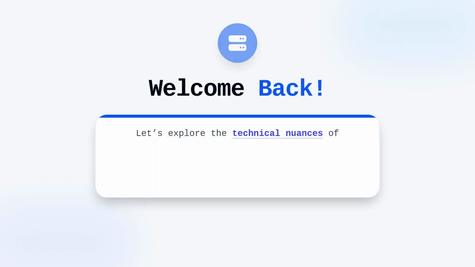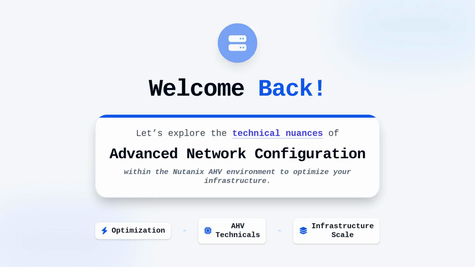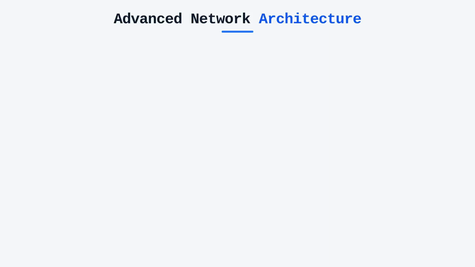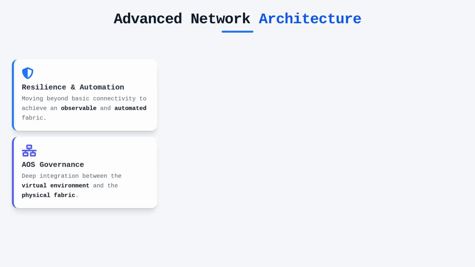Welcome back. Let's explore the technical nuances of advanced network configuration within the Nutanix AHV environment to optimize your infrastructure. In this chapter, we focus on moving beyond basic connectivity to achieve a resilient, automated, and observable network architecture. Achieving deep integration between your virtual environment and the physical fabric requires a firm grasp of how AOS governs traffic.